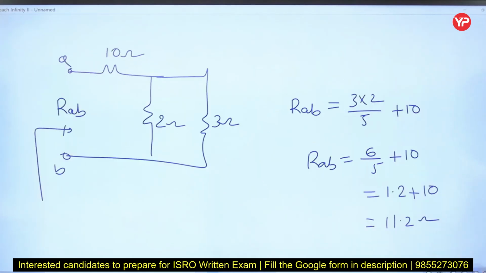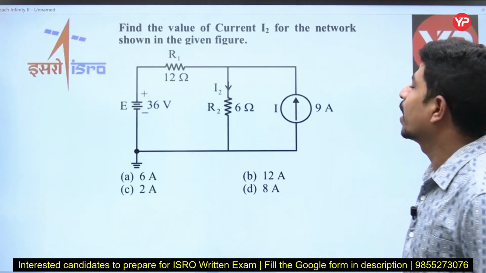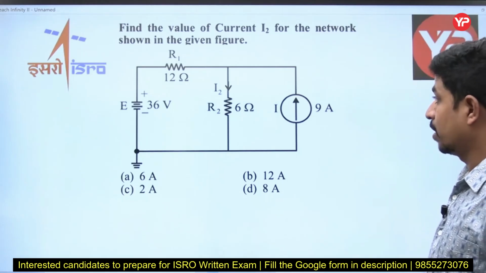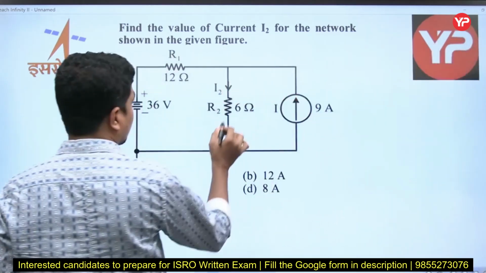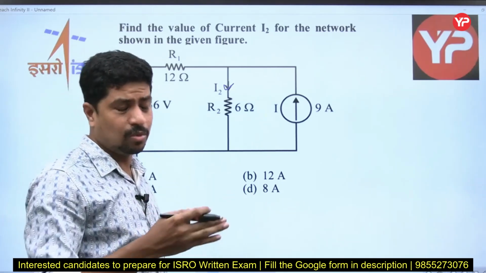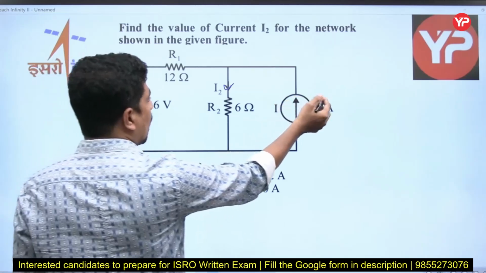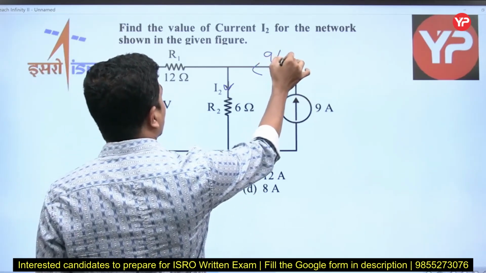Let's go to the next question. Now he is saying find the value of current I2 for the network shown in the given figure. He is asking about this current I2. Simple. A lot of people will convert voltage source to current source and so on, but only one step is needed. This is 9 amperes, and this 9 amperes is coming, right?